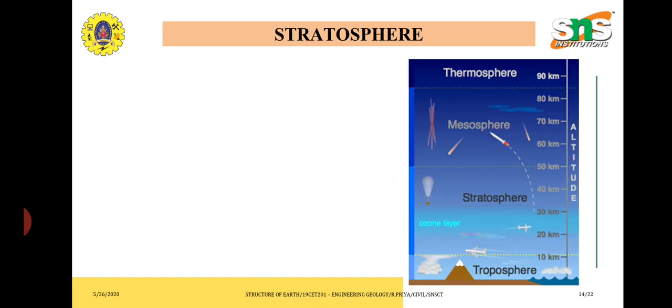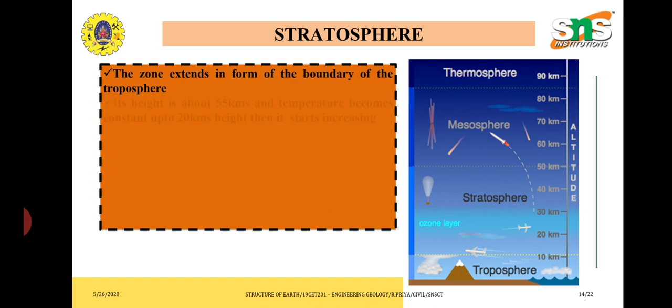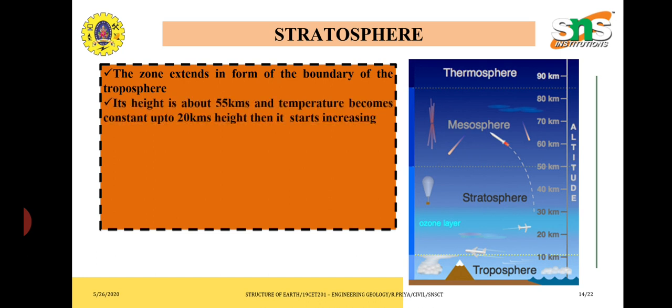Right? So next, coming to the stratosphere. The stratosphere is the second layer of the atmosphere. The layer which separates the troposphere and stratosphere is known as the tropopause. Its height ranges up to about 55 kilometers. The temperature remains constant up to 20 kilometers of height from the tropopause, and it starts increasing after that.